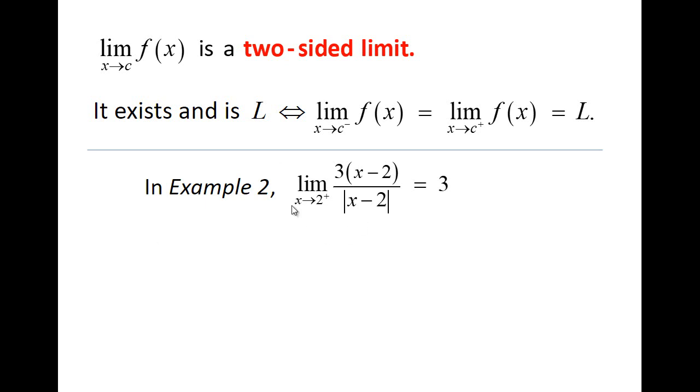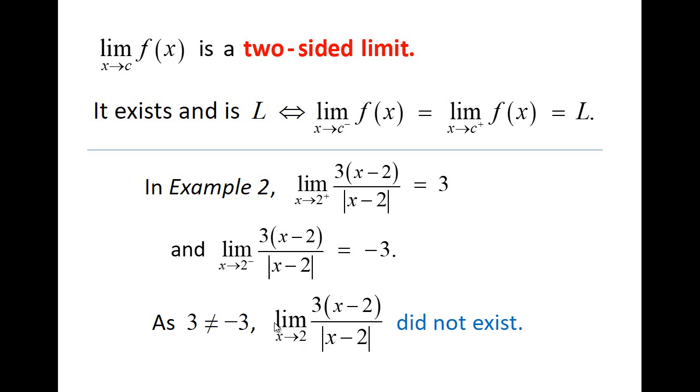So the limit as x goes to 2 from the right of this function is 3. On the other hand, the limit as x goes to 2 from the left of this function is negative 3. So the limit as x goes to 2 of this function does not exist. So for a two-sided limit to exist, the one-sided limits must exist, and they must be equal to each other.